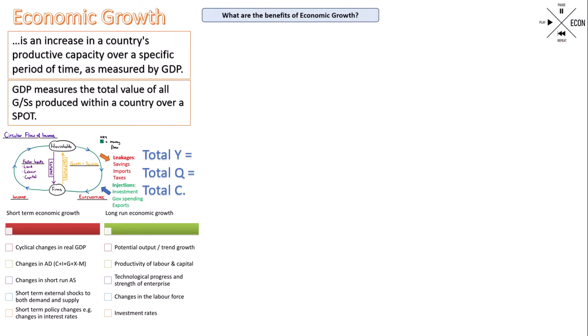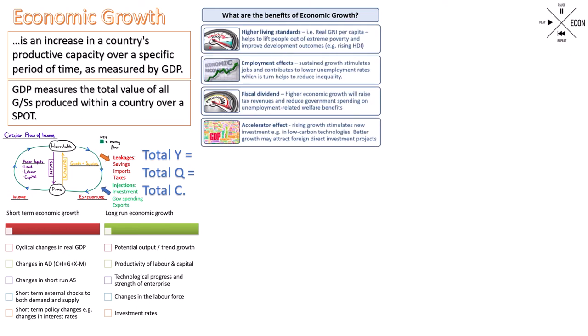So see if you can now identify a few benefits of economic growth, please. So there's a few benefits: improved living standards, higher employment, possibly from a multiplier effect. Fiscal dividend improves as the government raises more money from tax income and spends less on benefits, and a possible accelerator effect. So an accelerator effect is whenever there's an increase in GDP that leads to a greater than proportionate increase in investment spending.